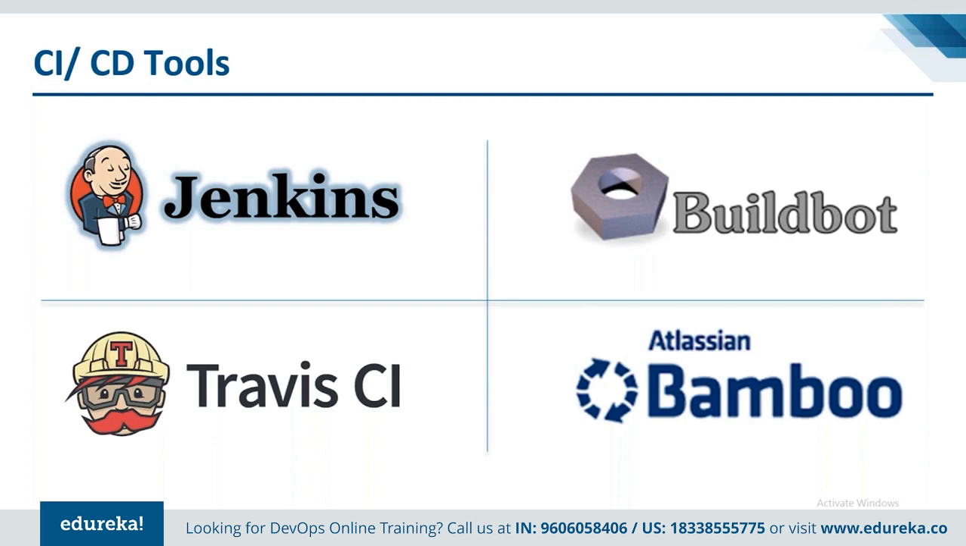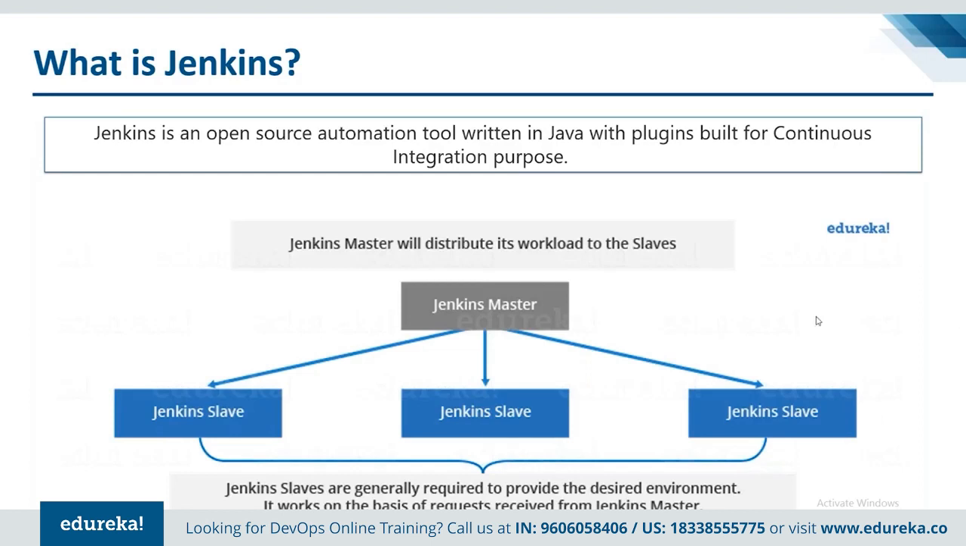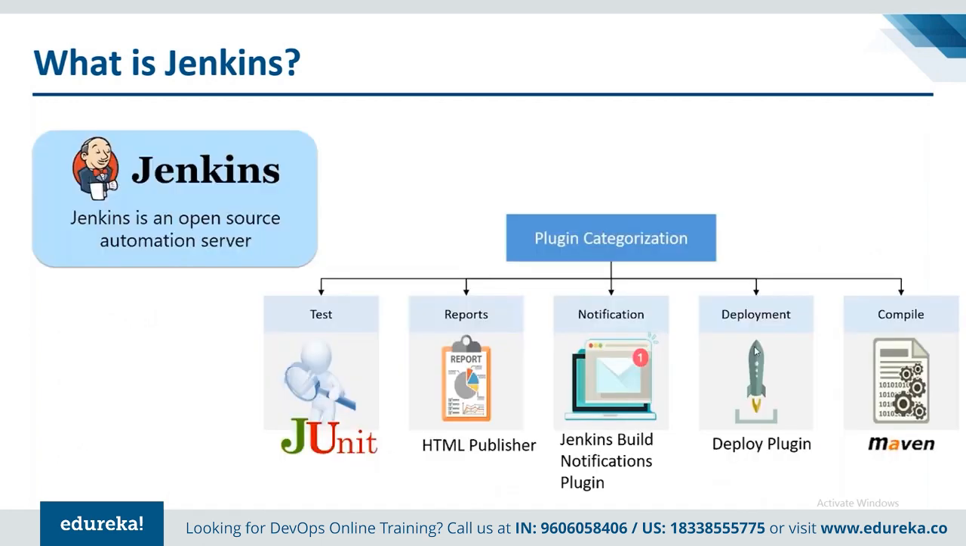So what exactly is Jenkins, and how can we get started on using it? Jenkins, as we had discussed, is a completely open source tool written in Java. We also have the Jenkins master-slave setup, where one master shares the workload with different slaves, and the slaves provide a single, complete environment in which the entire code needs to be run.